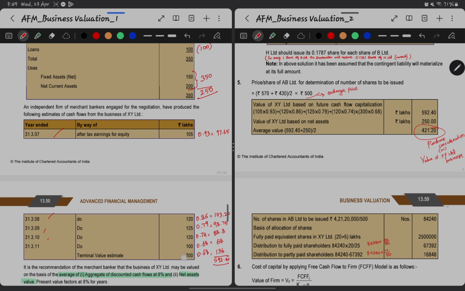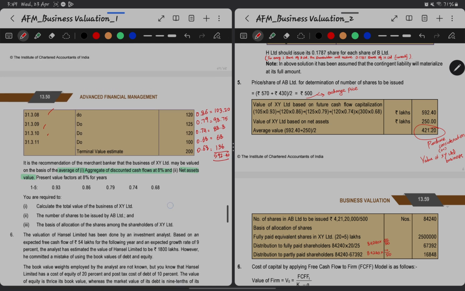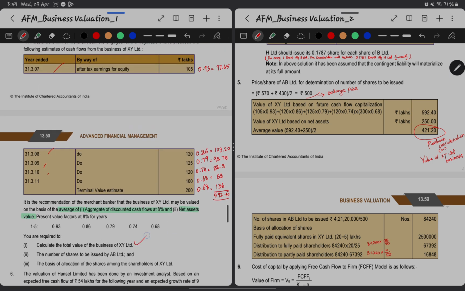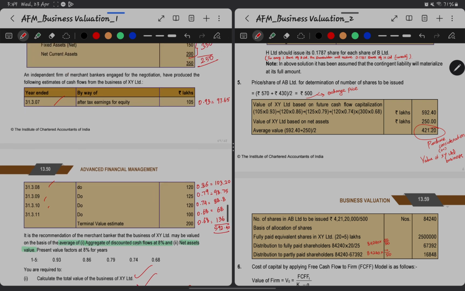First, we know the exchange price, 570 plus 430 divided by 2, and the requirements also: the total value of XY Limited, the number of shares to be issued by AB Limited, then the basis of allocation of shares among the shareholders of XY Limited. We'll go one by one. First, the total value of business of XY Limited.